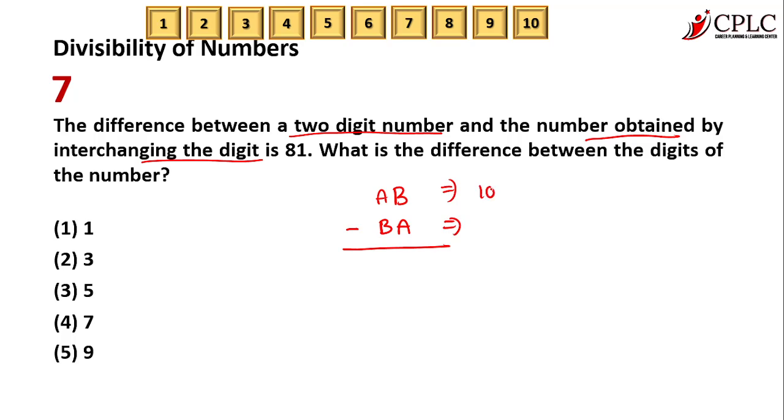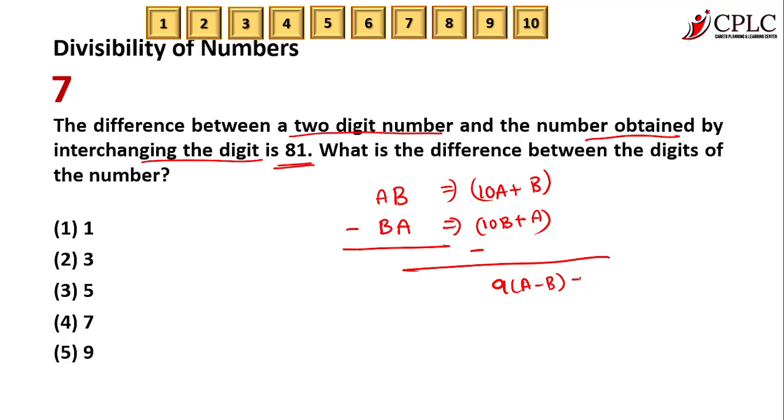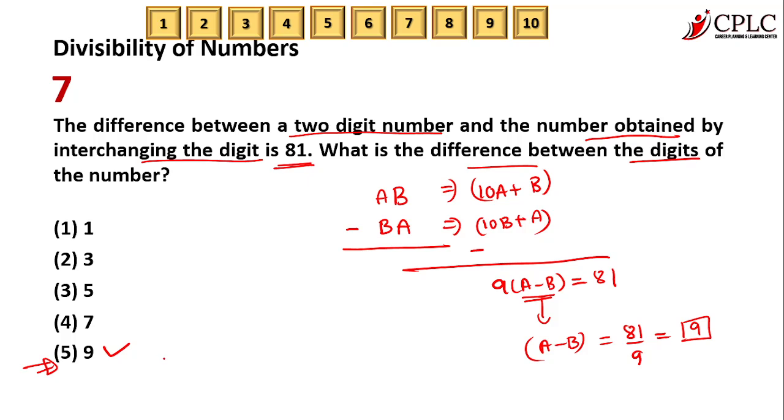So let's consider the place values. It is 10A plus B and this is 10B plus A. We have to subtract them both. If I subtract them both, what I will end up getting is 9 times (A minus B) as our difference, whereas their difference is 81. What are they asking? The difference between the digits of the number, that is the value of A minus B. So if I want to find A minus B, this 9 goes on the other side and divides 81. 9 nines are 81, so A minus B is 9, which is answer option 5 straight away.